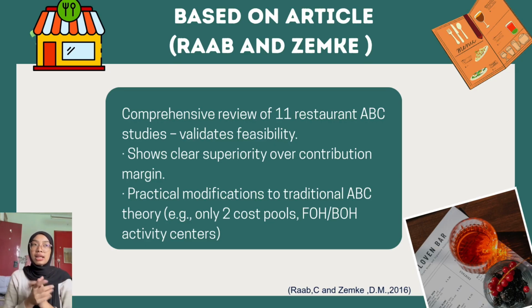So lastly, I want to talk about the article by Rap and C. Zamki proved that ABC helps managers to reduce waste, target profitable customers, and make better menu engineering decisions. For example, ABC can show which items need to be repriced, which items need to be eliminated, and which items to promote. These are real because they are actionable insights.